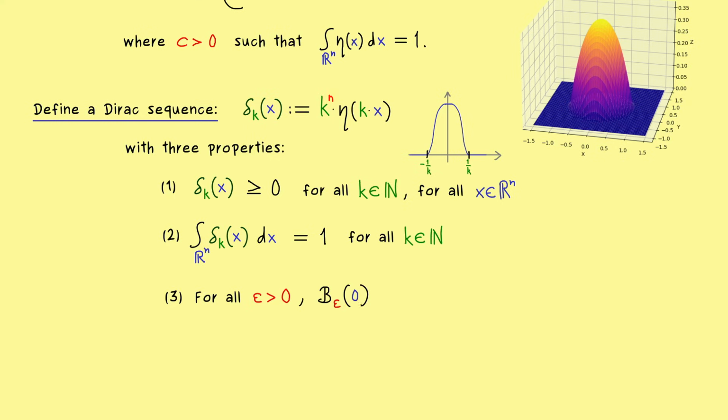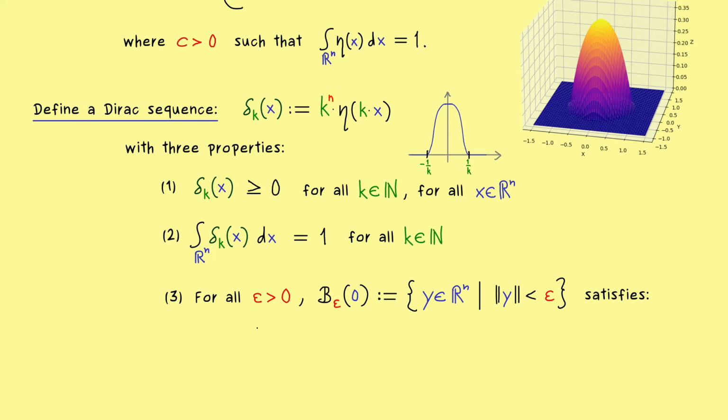And the common notation for the epsilon ball around the origin is given by B_epsilon(0). And for the sake of completeness, I give you the definition here. These are all the points y in R^n that satisfy that the standard norm of y is less than epsilon. So this is just a small open neighborhood around the origin.